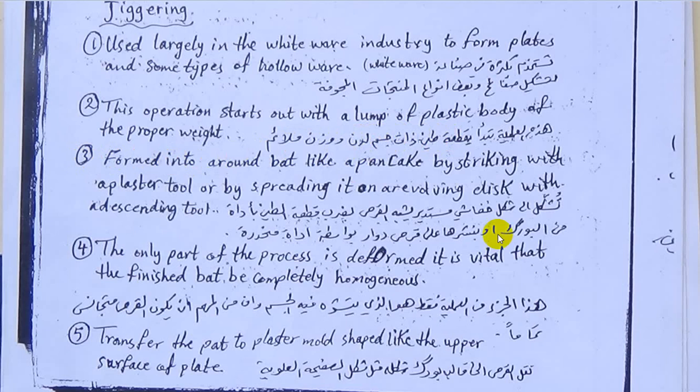It is formed into a round, bat-like shape by striking the lump of clay with a plaster of Paris tool, or by deploying it onto a rotary disc using a driving tool.